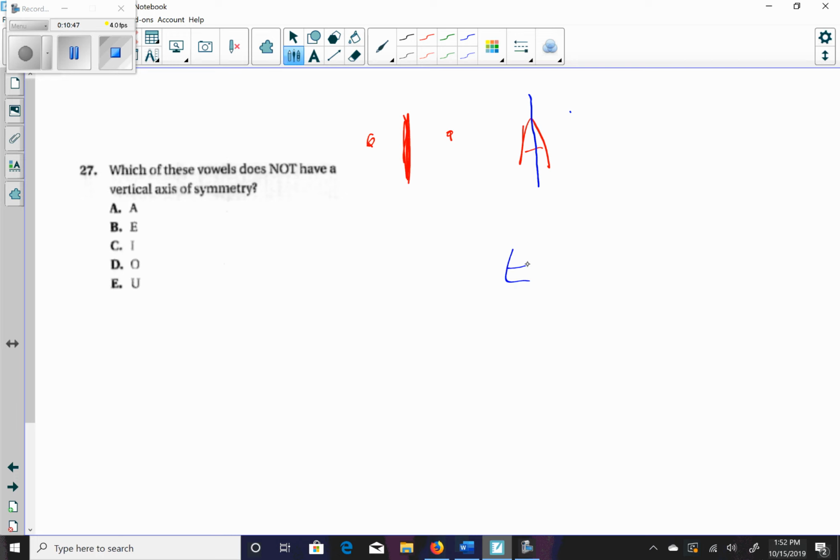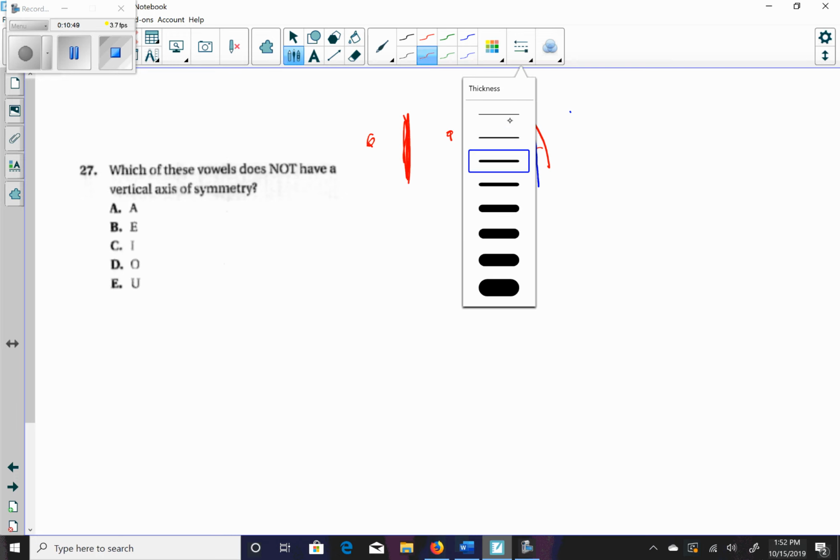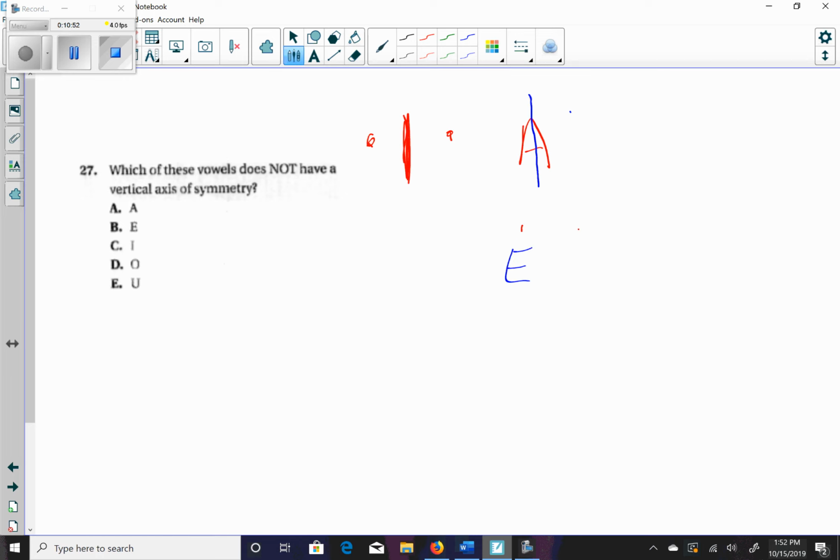If I try to do the same thing with E, I'll switch colors here, and I try, there's no way I can draw a vertical line that'll cut that E in half.